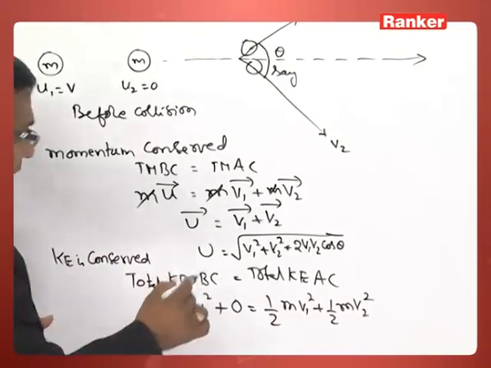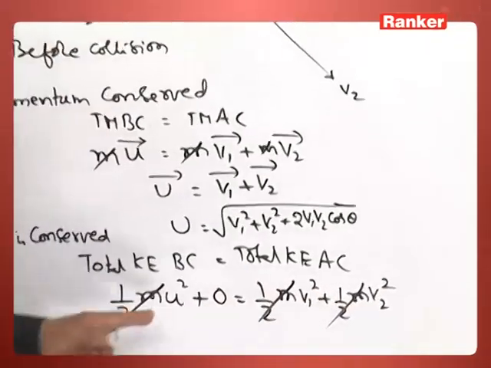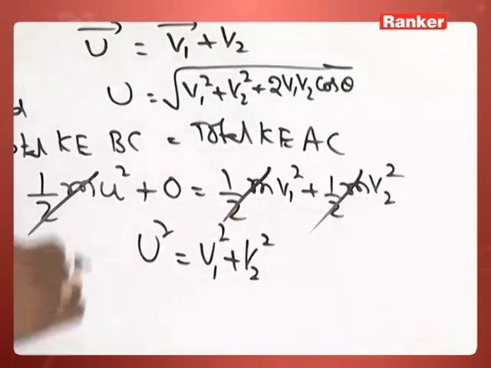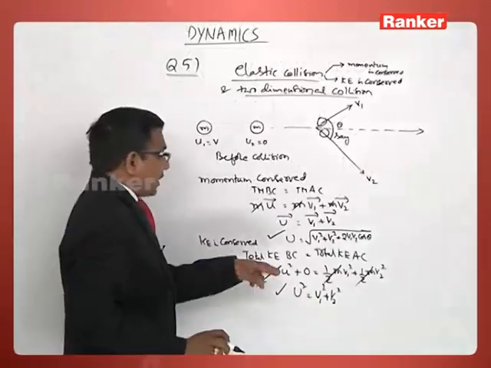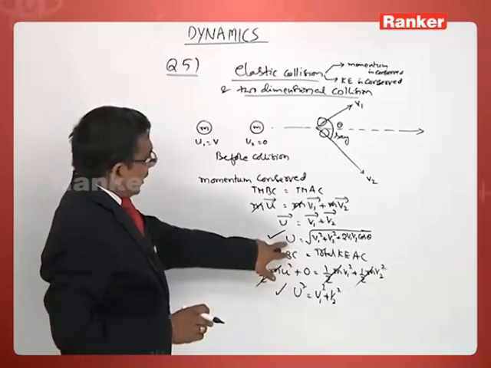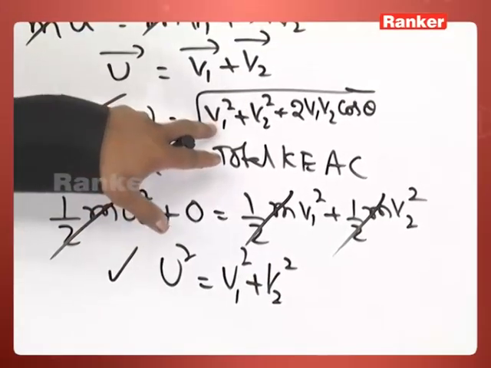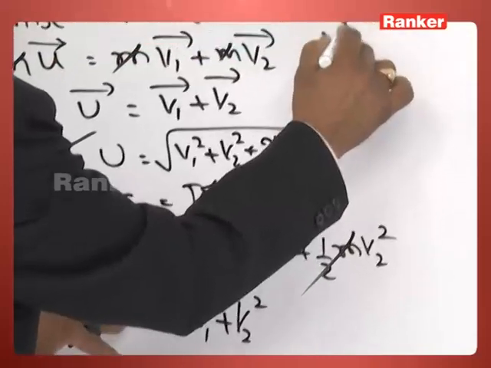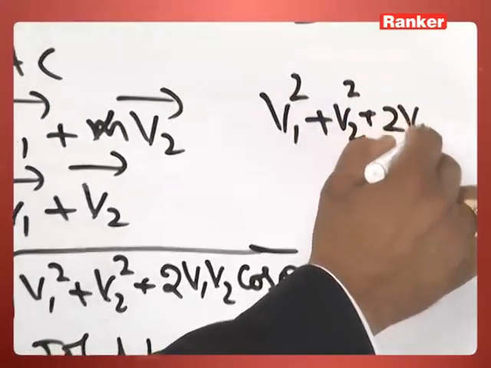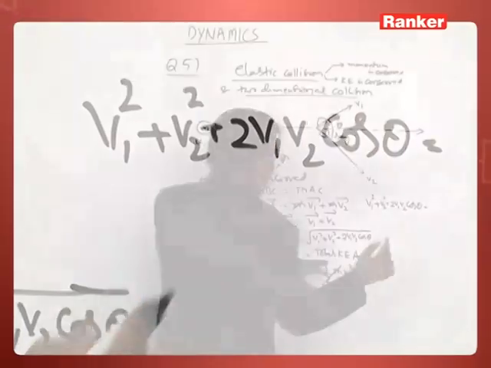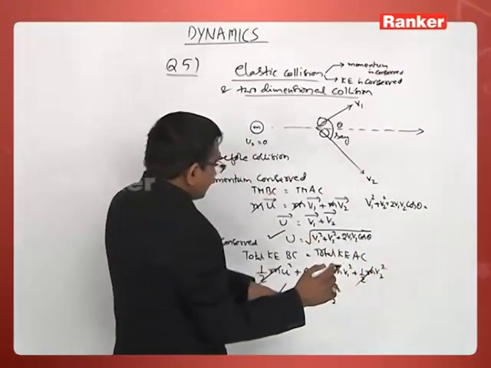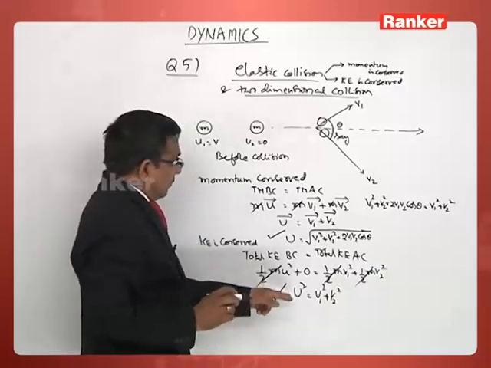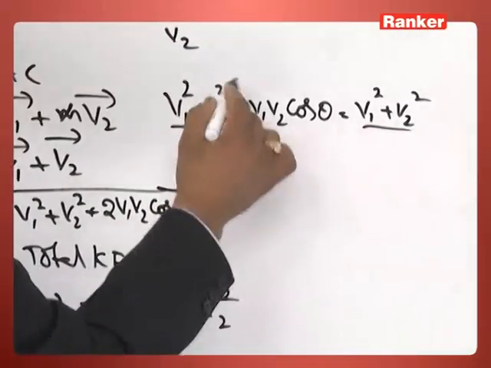Now further, if you simplify, half m gets cancelled, then you get u square is equal to v1 square plus v2 square. Now you have two equations. If you club these two equations, you will get the answer. Here u square, but I already got the u value. What is the u value? Root of v1 square plus v2 square plus 2 v1 v2 cos theta. If you square it and write, you get v1 square plus v2 square plus 2 v1 v2 cos theta is equal to v1 square plus v2 square, because u square equals that.